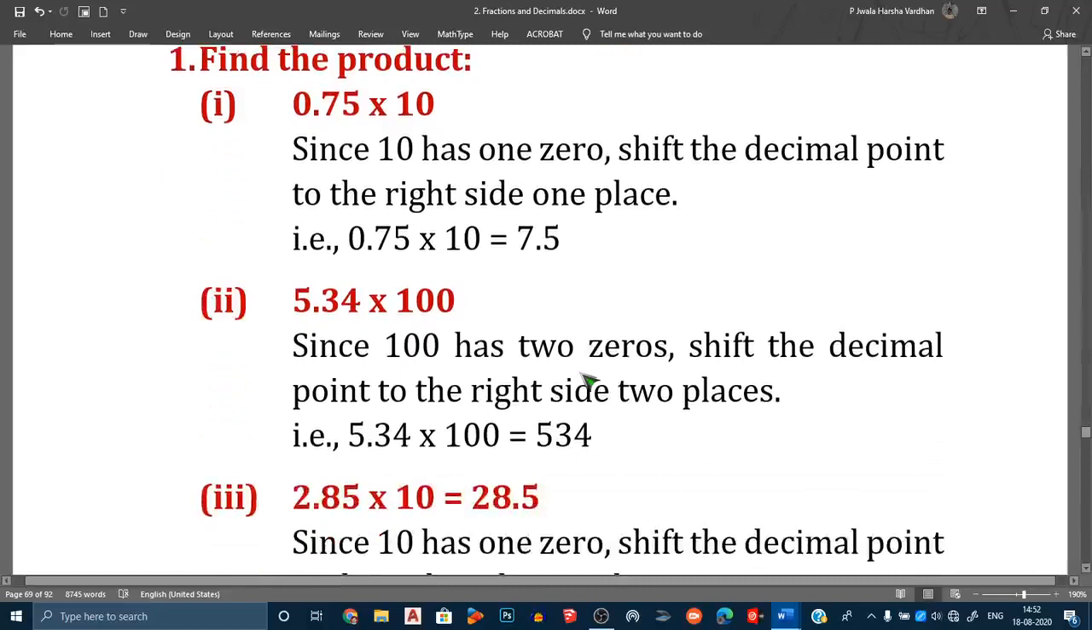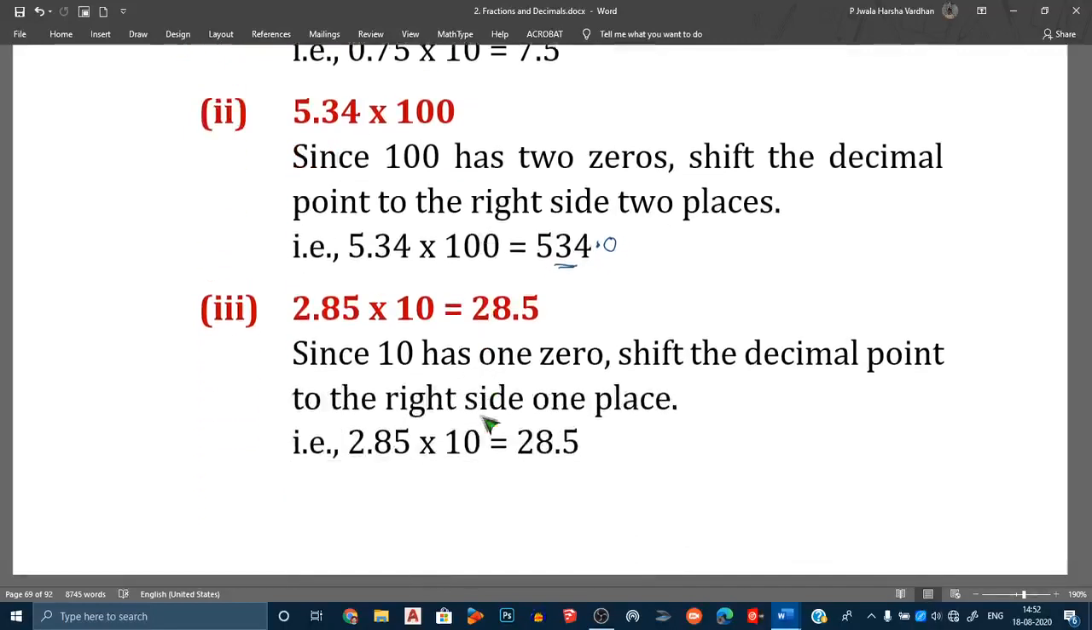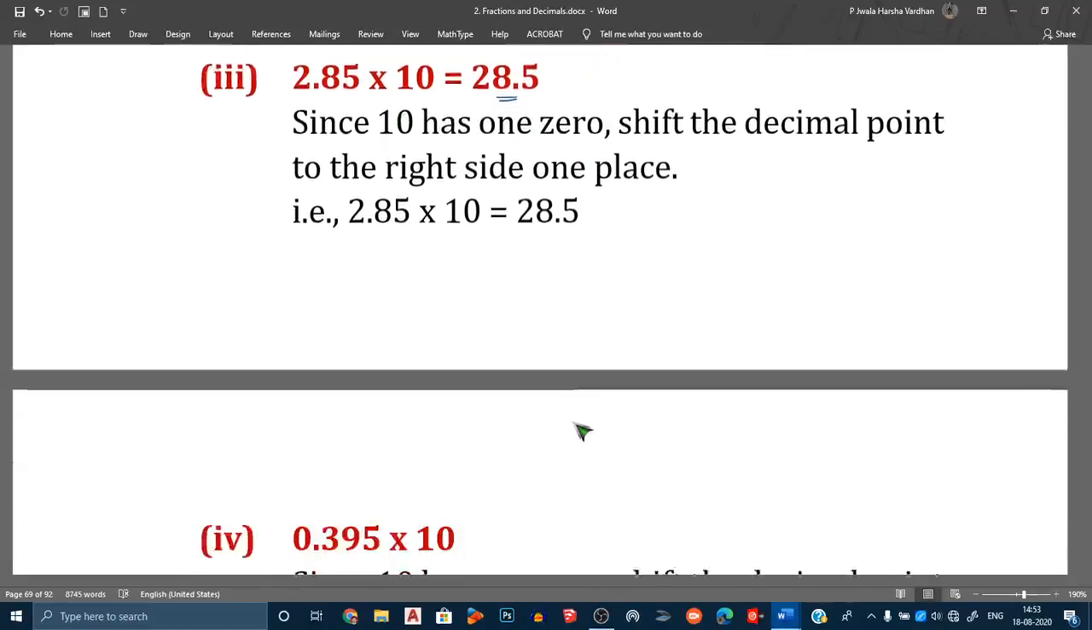Okay, next 5.34 into 100. Now you can shift 2 digits to the right side. Then it will become 534.0. Since there is no value for this 0, you can write just 534. Okay, next 2.85 into 10. You can shift the point one digit to the right, so it will become 28.5. Directly you can write it just by seeing the number of zeros and shifting the decimal point to the right side according to the number of zeros.